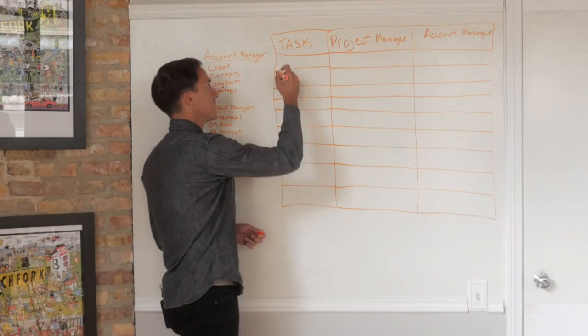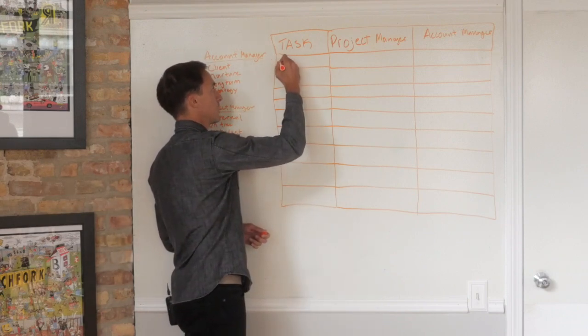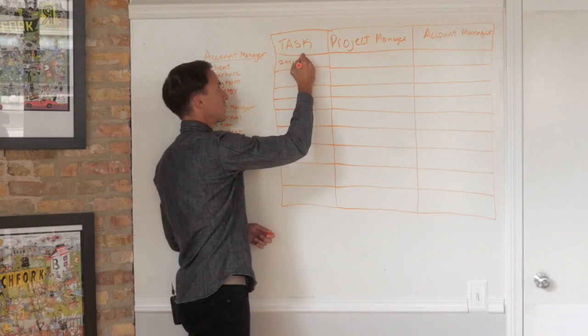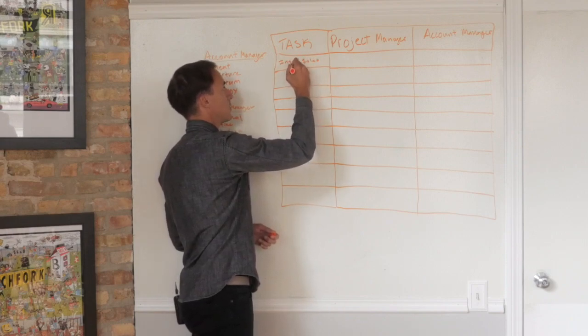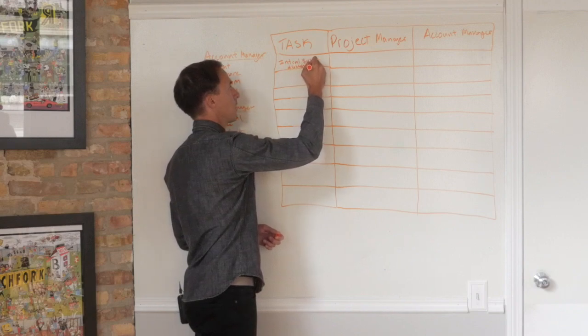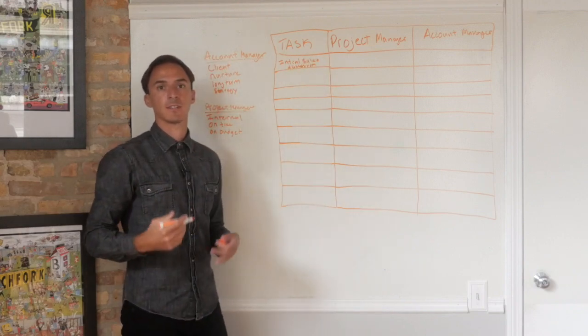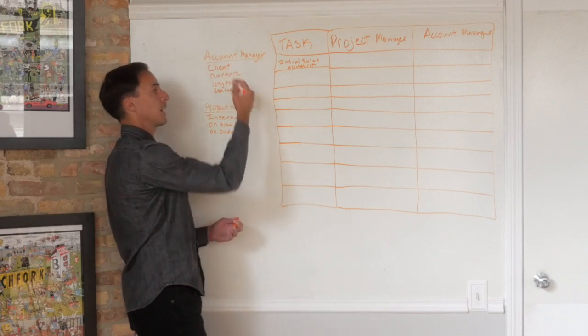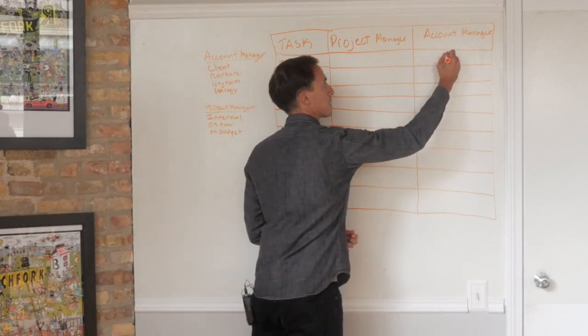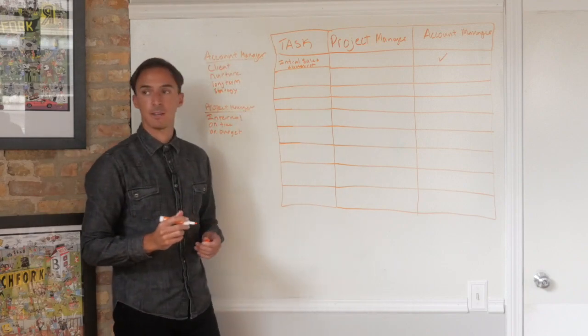So the first one is just the initial sales discussion. A client wants a new website, a new design, they want a new article written, whatever it is, the first person they're going to go to is the account manager. Again, client facing. First one. So we're going to put that check mark there for the account manager.